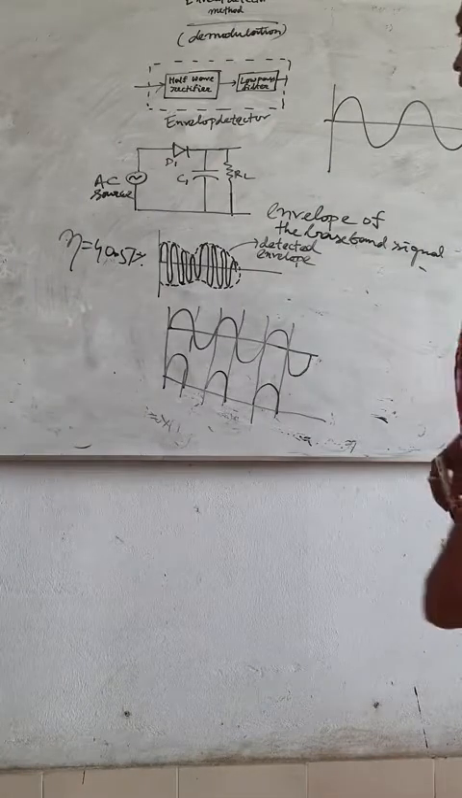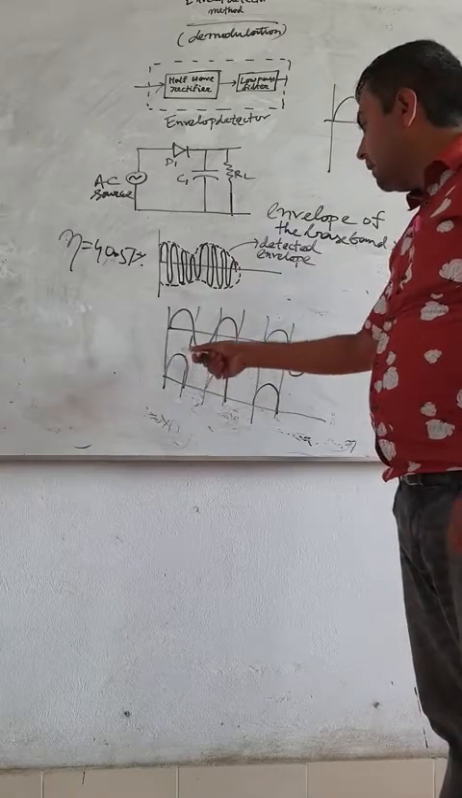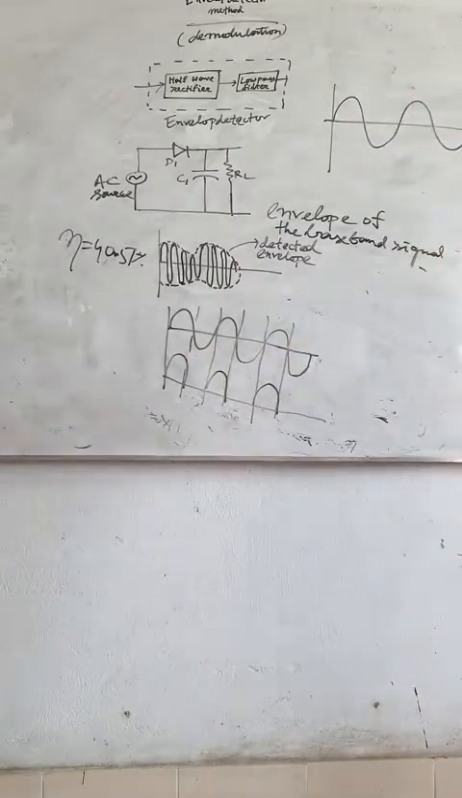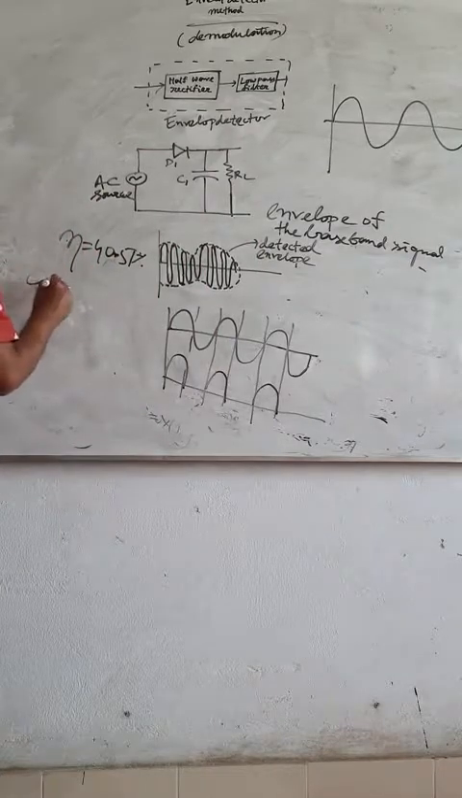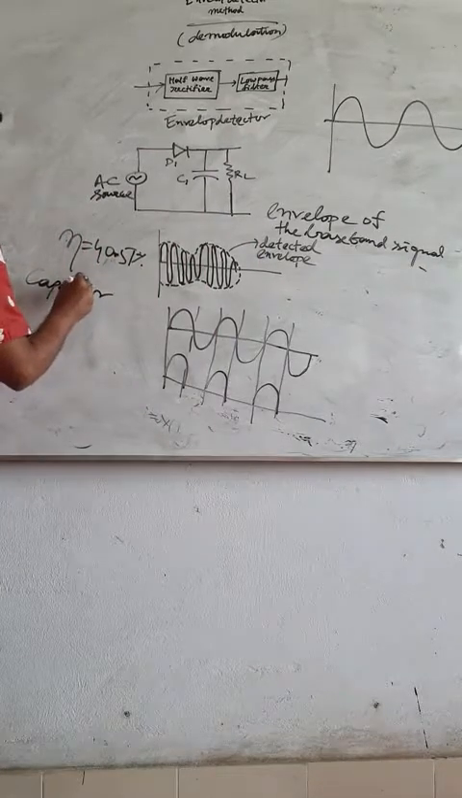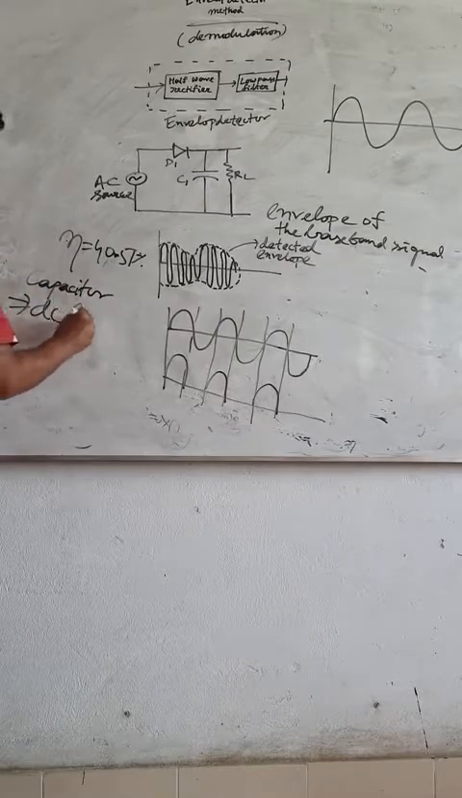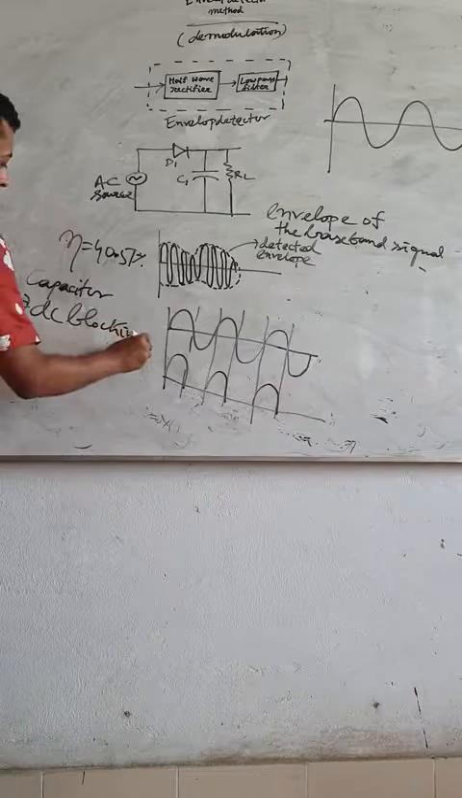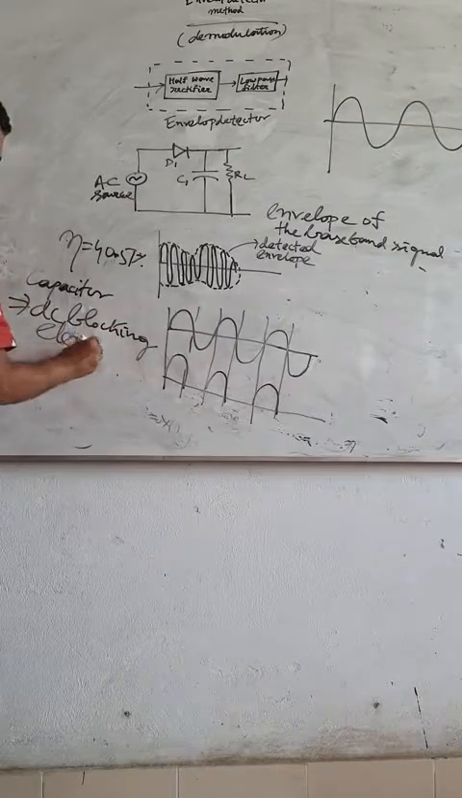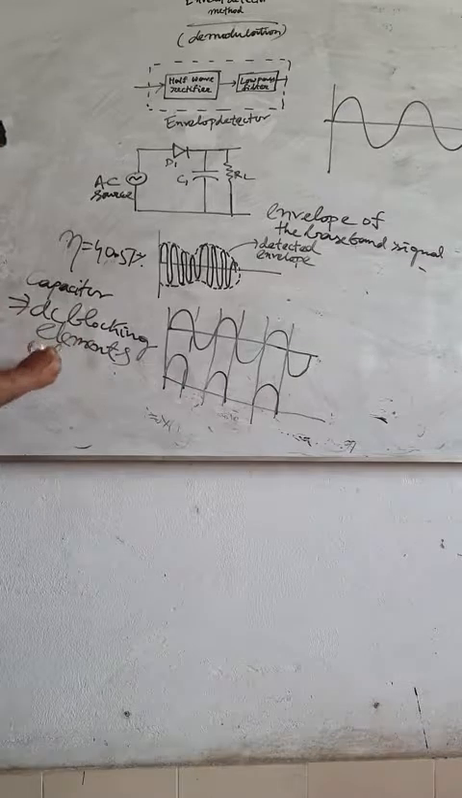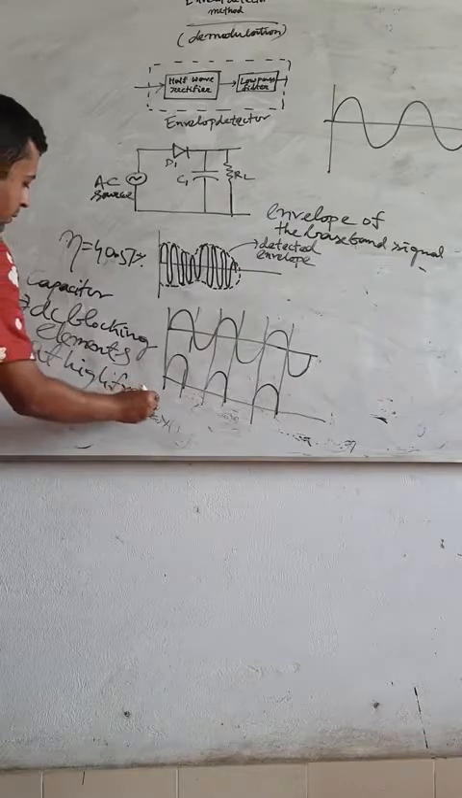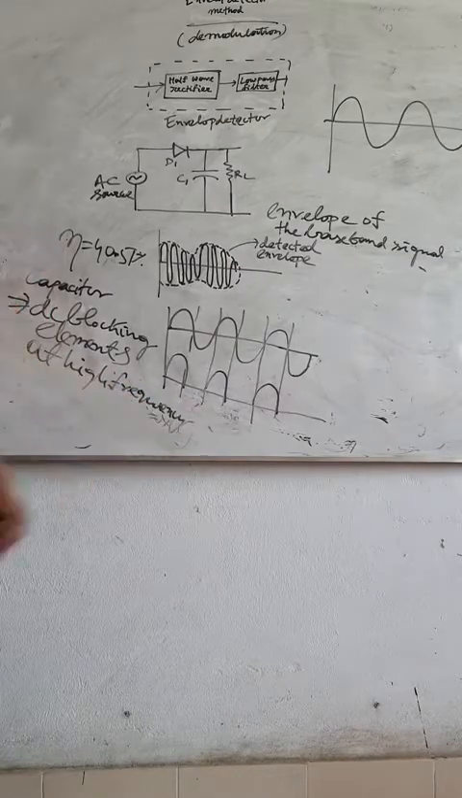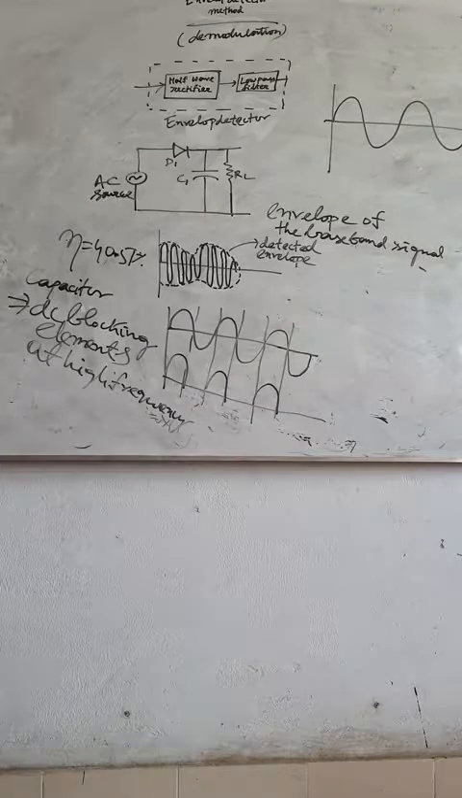So this is our half-wave rectifier output. This output contains ripple. That ripple will be removed by a low-pass filter or capacitor, which acts as a DC blocking capacitor. Always remember, the capacitor will act as a DC blocking element at high frequency.